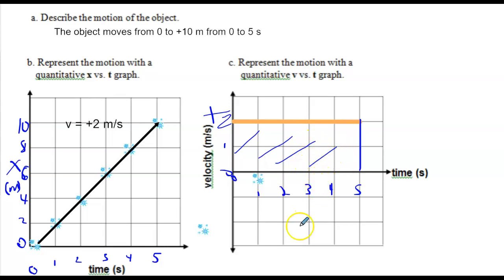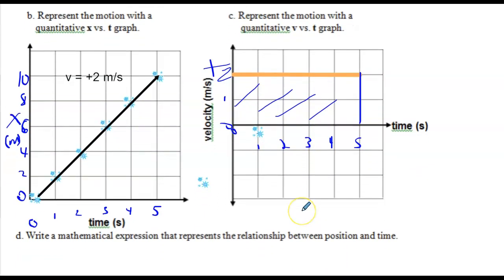So there are a couple of questions. It says, write a mathematical expression that represents the relationship between position and time.